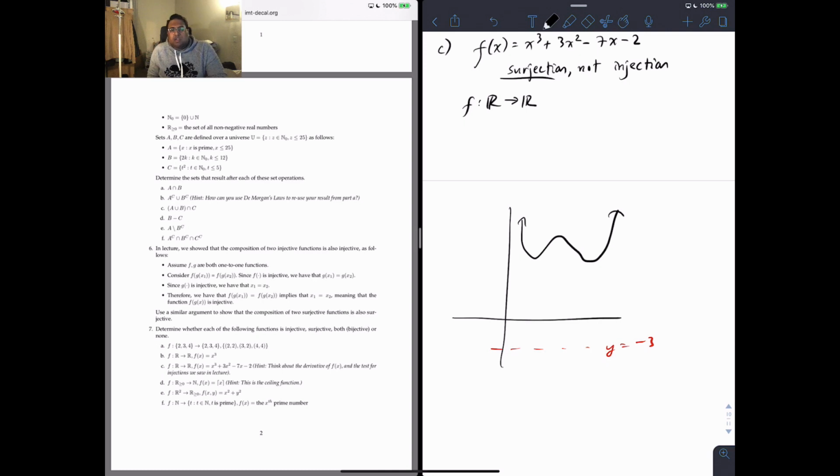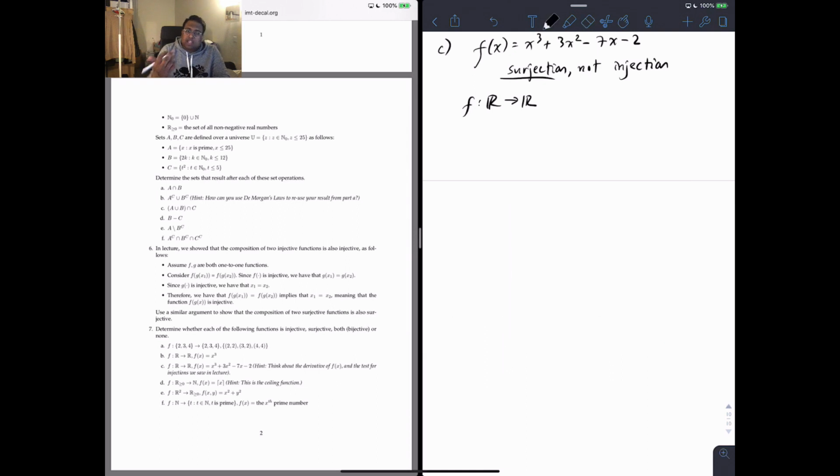It will always have some global minimum or maximum, whereas polynomials of odd degree don't have a global maximum or a global minimum, meaning they'll extend infinitely in any direction and will hit any point you want. Okay, so I know it's a surjection for sure. Why is it not an injection? Well, it's because I can show that it has a local maximum, meaning that it changes directions.